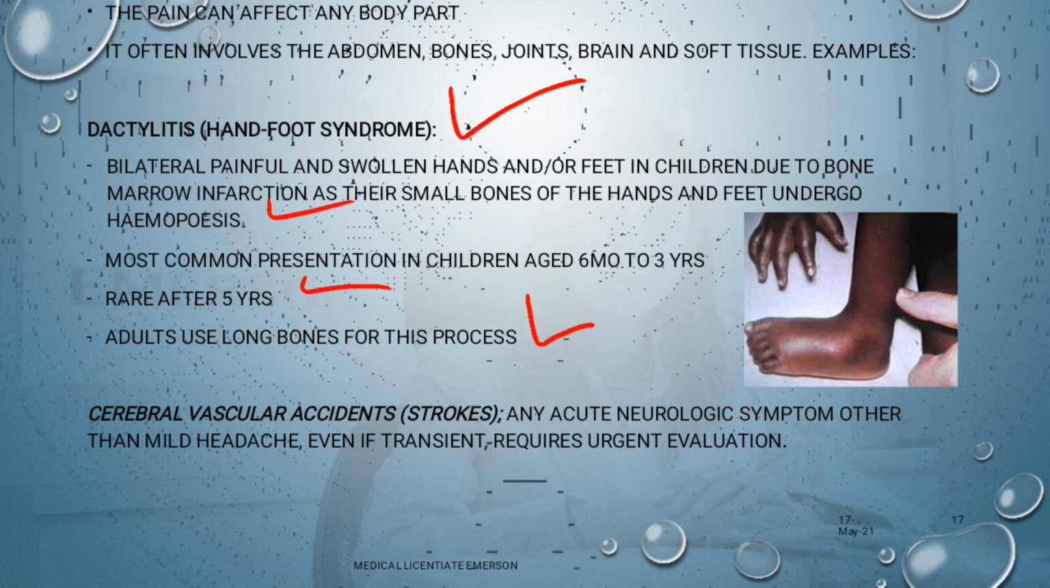Okay, then the next type of VOC we can have is the cerebrovascular accident, which is a stroke, which is an acute neurological symptom other than mild headache, even if transient, requires urgent evaluation. Okay, so a stroke is also another type of vaso-occlusive crisis. Then we also have another one which is known as the acute chest syndrome.